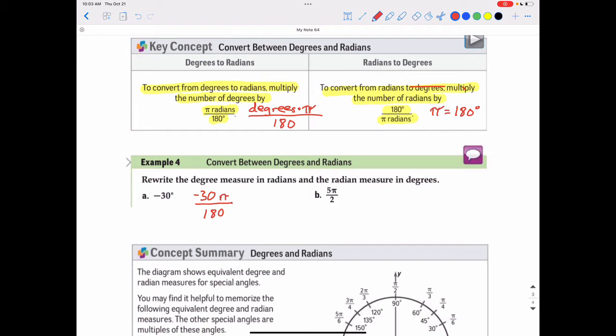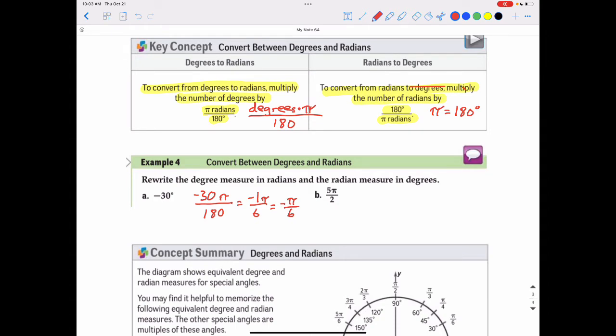And then we need to simplify negative 30 over 180, those being the only integers in the problem. Pi is not an integer. Negative 30 over 180 would simplify to negative 1/6. So I could write that as negative 1 pi over 6, or since I don't really need the negative 1, I can rewrite that as negative pi over 6. So that's what it is in radians, negative pi over 6.